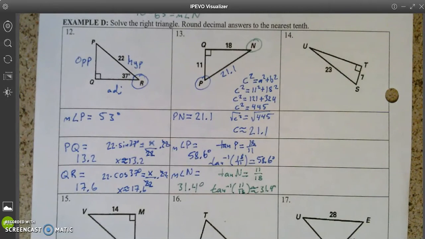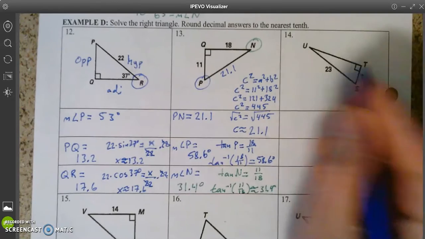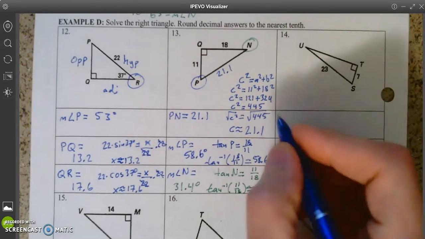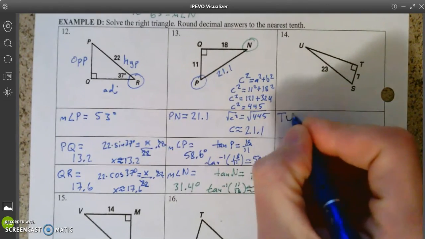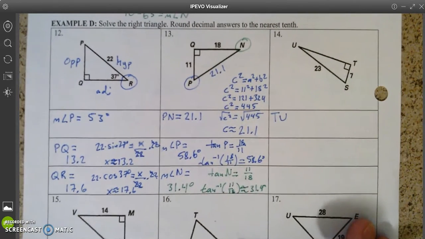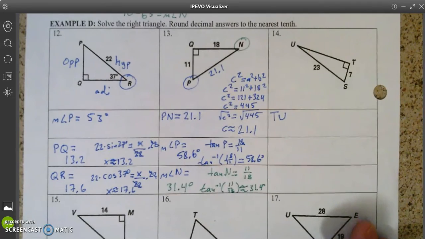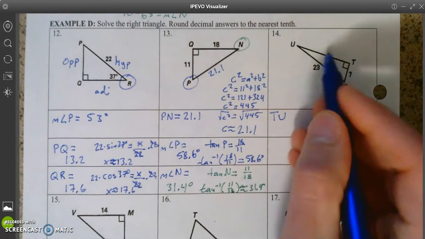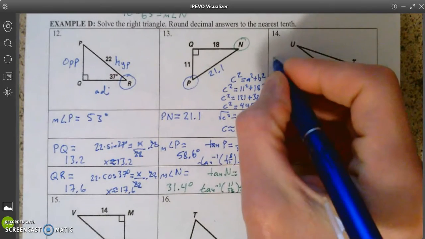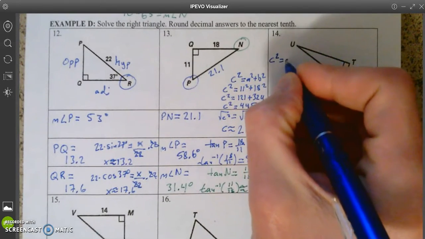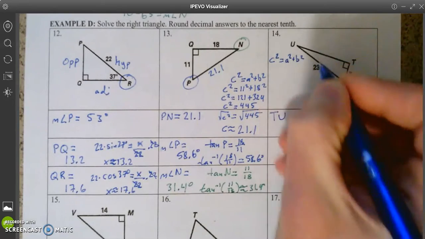Hi. All right, jumping to number 14. With number 14, we need to figure out the length of side TU first. To do that, we're going to use the Pythagorean theorem again. So we're going to do a squared plus b squared equals c squared. But the b squared part here is actually this side. So c squared equals a squared plus b squared right there.